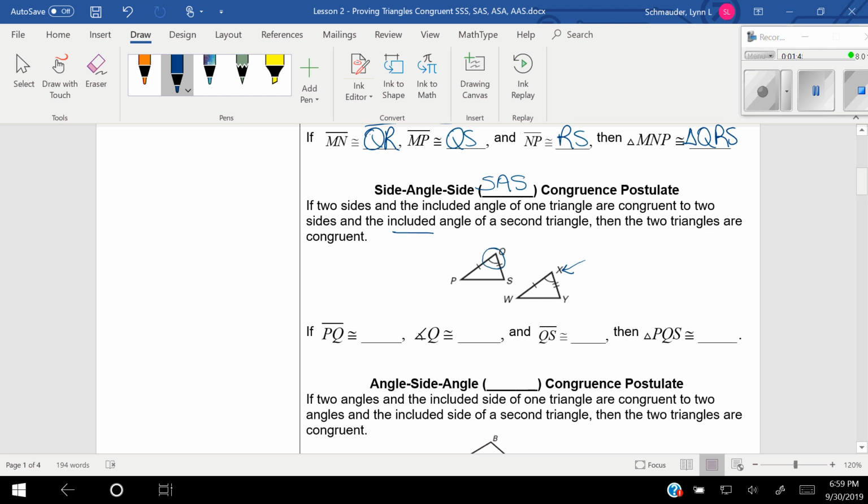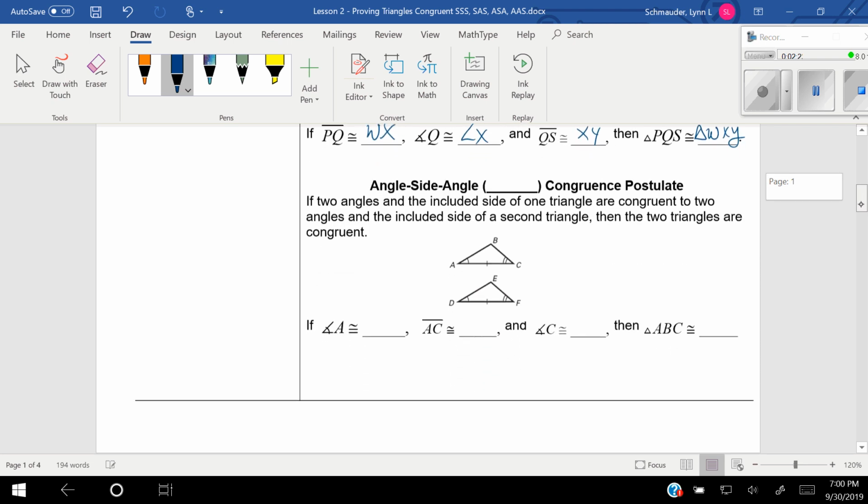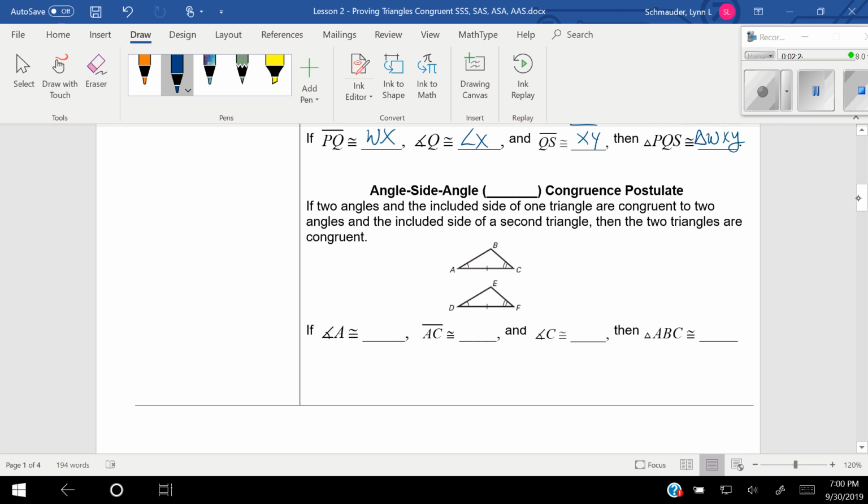The included angle has to be between those two sides that are congruent to the other two sides in the triangle. So if PQ is congruent to WX, and angle Q is congruent to angle X, and side QS is congruent to side XY, then we know that triangle PQS is congruent to triangle WXY. See, this is nice. I don't have to find that all the corresponding parts are congruent with these new postulates. All right, then, so we had side-angle-side there.